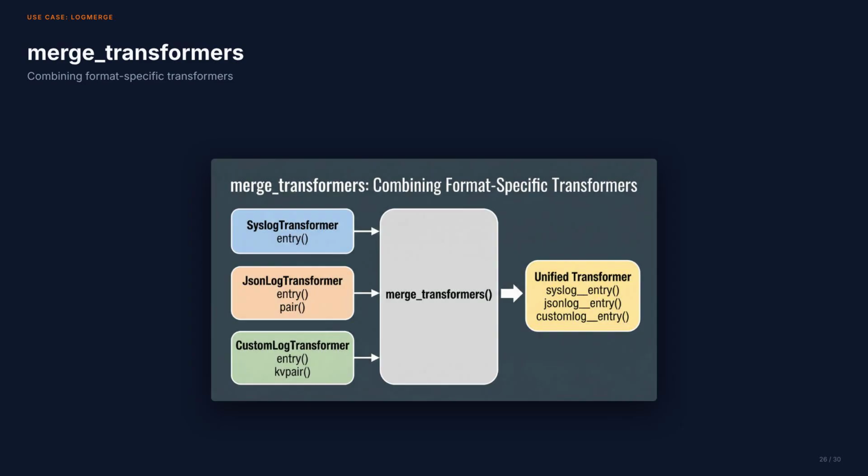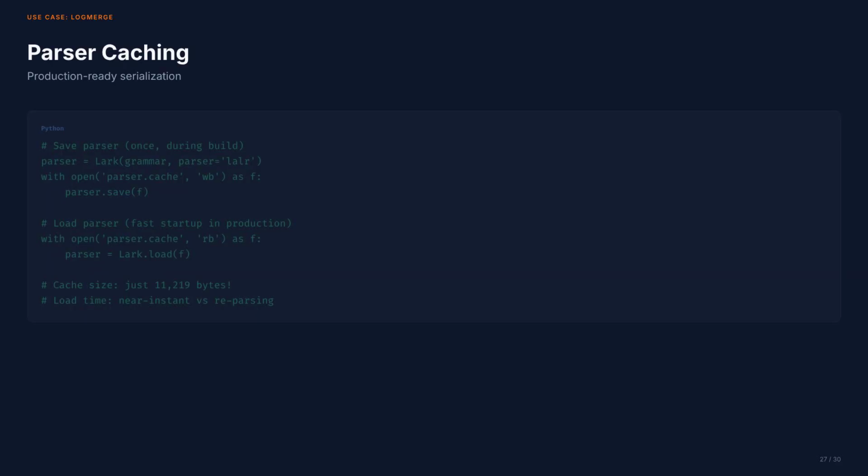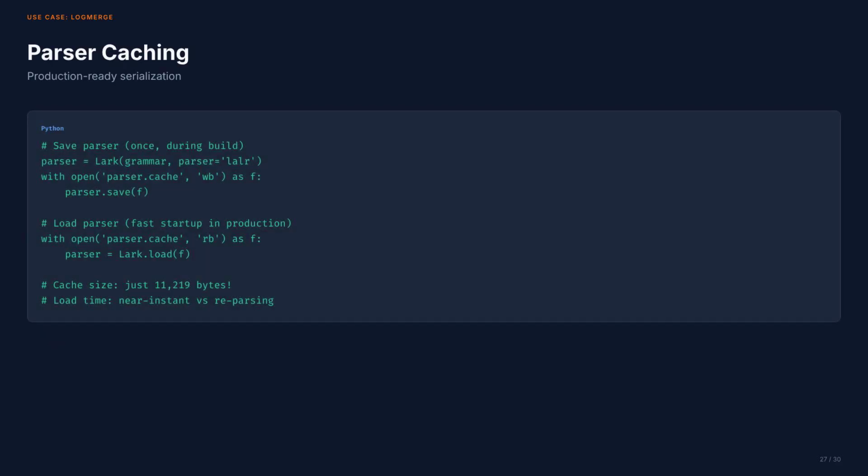Here's where composition shines. Merge transformers takes a base transformer and keyword arguments mapping namespace prefixes to format-specific transformers. Lark automatically renames each transformer's methods to match the namespace. The result is a single unified transformer. For production use, Lark can serialize the parser with save and restore it with load. Our compiled parser is just 11 kilobytes. Loading from cache is near instant compared to reparsing the grammar. This is critical for log processing pipelines that start frequently.